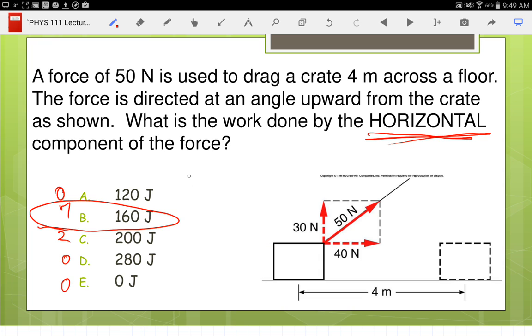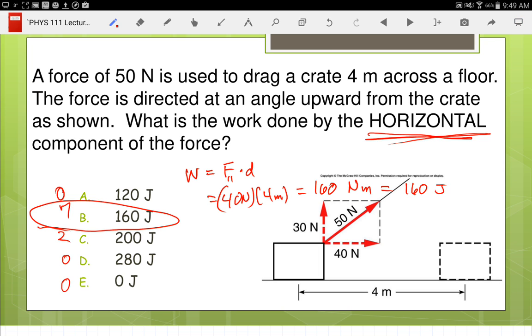Okay, you took the work is equal to the force times the distance parallel to that force, or the force parallel times the distance. You said, well, what force is parallel to the 4 meter distance? The 40 newtons. So that was 40 newtons times 4 meters equals 160 newtons times meters, or 160 joules. That make sense? Okay, let's go one further.